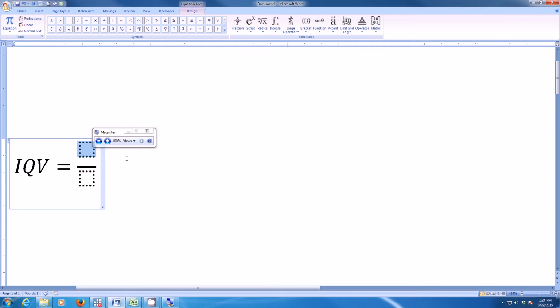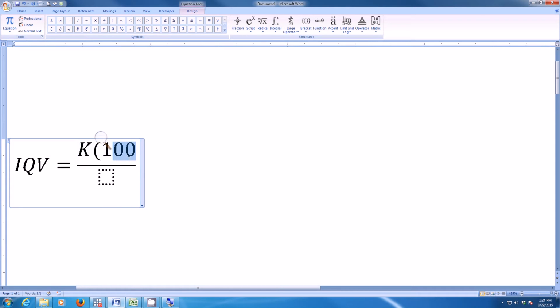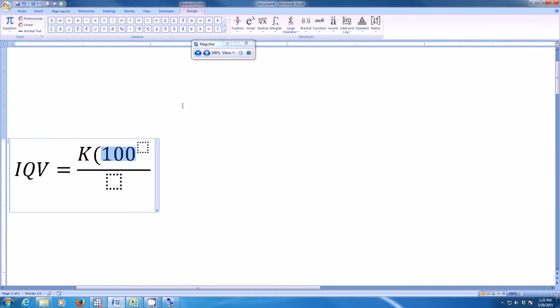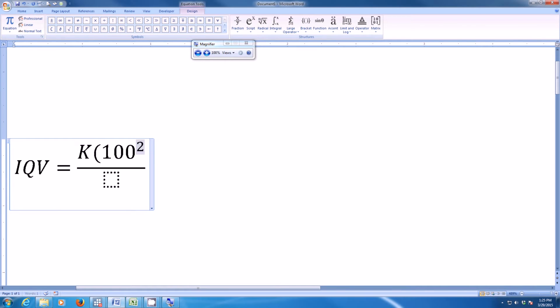And in my numerator, I'm going to type K, which stands for the number of categories, times 100, which I'm going to square by coming up here to where it says script and hitting this value. And notice that I now can put in a square term. And that's minus the sum of the squared percentages.